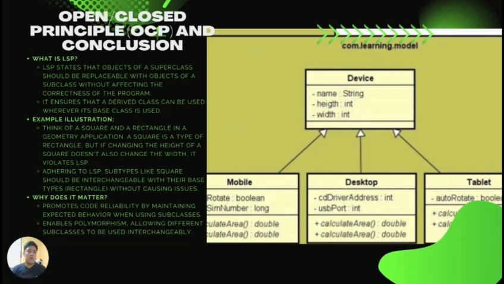Why does it matter? It improves code reliability by maintaining expected behavior when using subclasses. It enables polymorphism, allowing different subclasses to be used interchangeably.